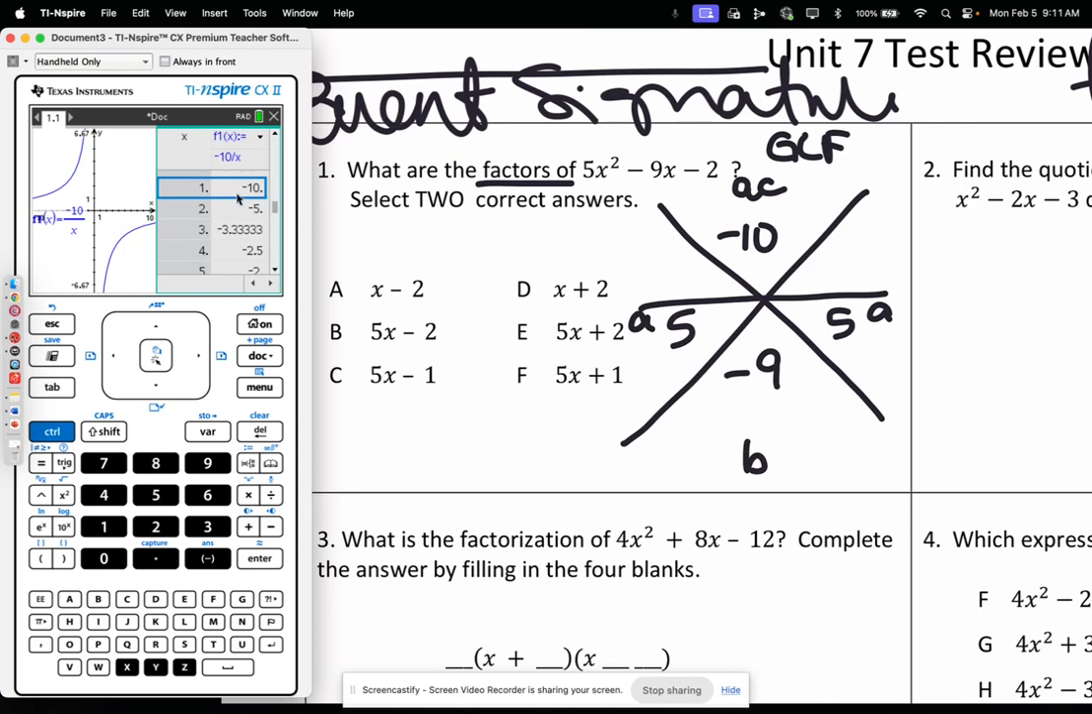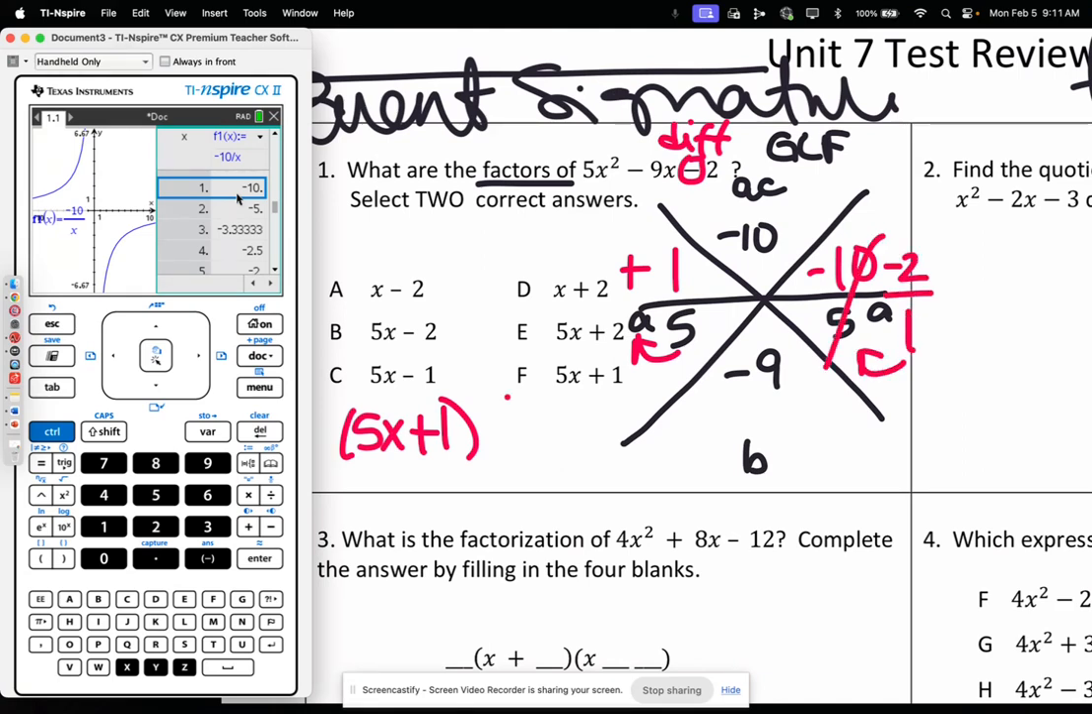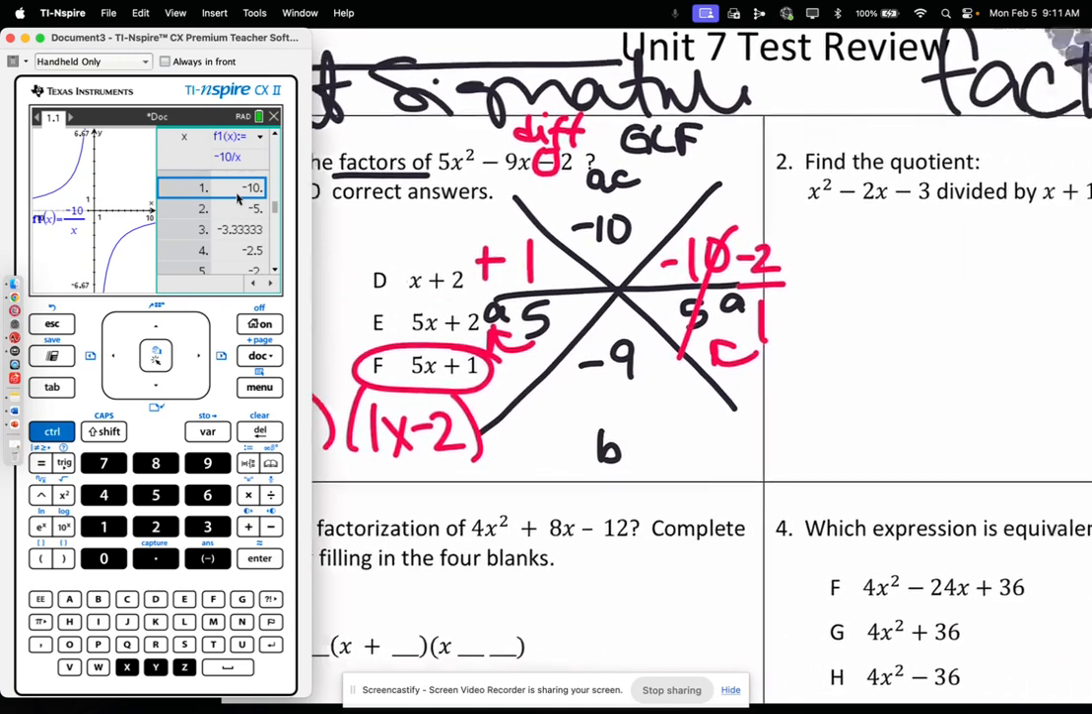Also keep in mind, pay attention to your C. If C is negative, our signs are different. So we have a -10 and a +1. We said you need to make sure that you reduce. 1/5 does not reduce, so we're just going to swing forward our number. This does reduce, -2/1, and swing forward. So our factors are x minus 2 and 5x plus 1.